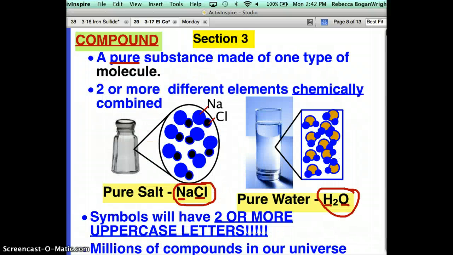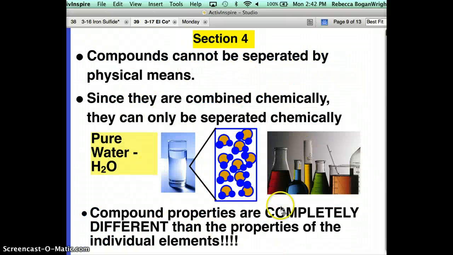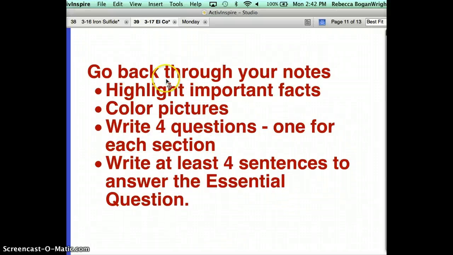So, if you have not already written a question about section 3 and a question about section 4, make sure that you do that. You need to highlight important facts through your notes. Color pictures. You should have pictures in your notes. You should have 4 questions, 1 for each section. And because there were 4 sections, you should have at least 4 sentences to answer the essential question.